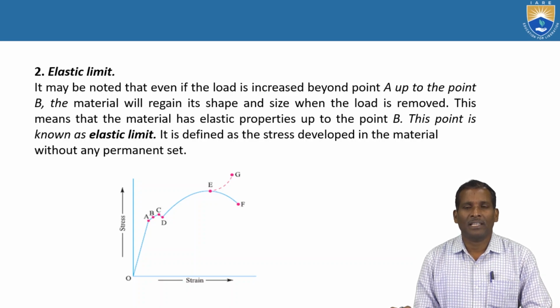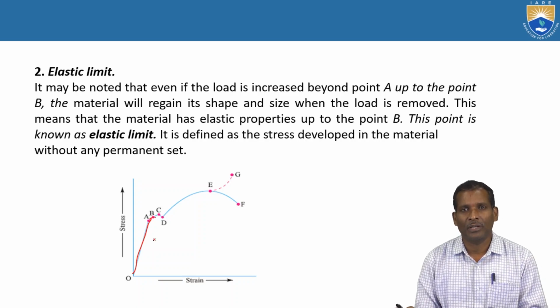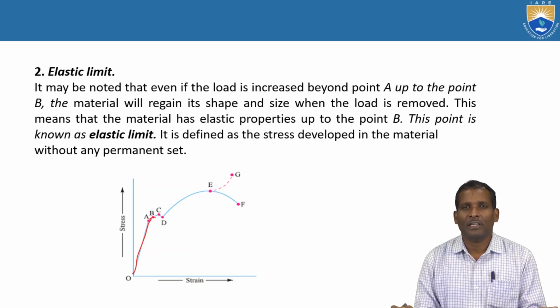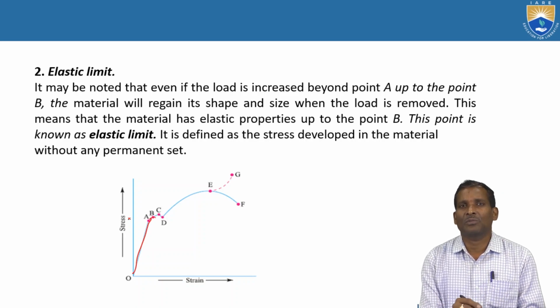This means the material has elastic properties up to the point B. Thus here, even though it slightly deviates from A to B behind A, it maintains the elastic limit. Elasticity property means the material regains its original shape after removal of load. So here also the same happens: the material has elastic properties up to B. Whenever you remove the load, it regains its original shape.